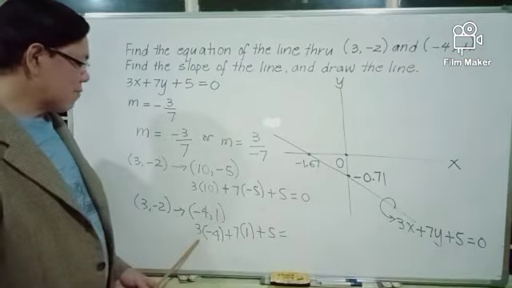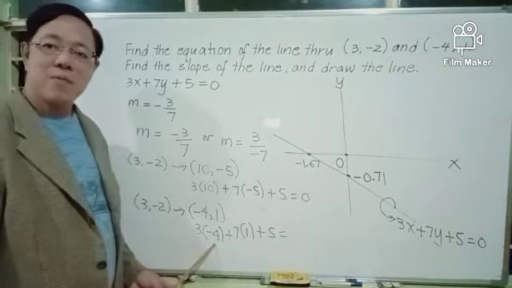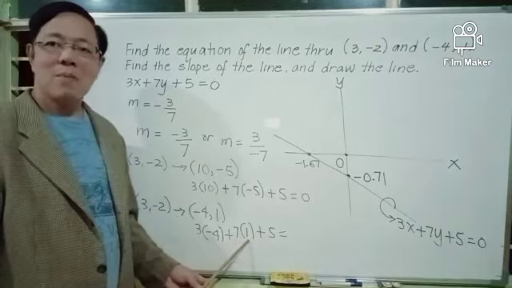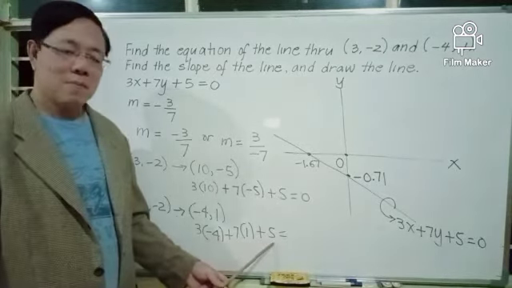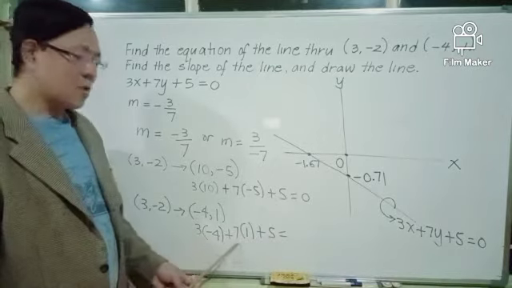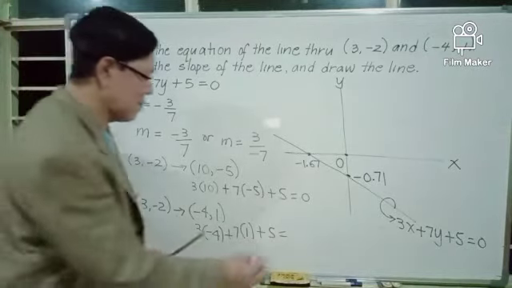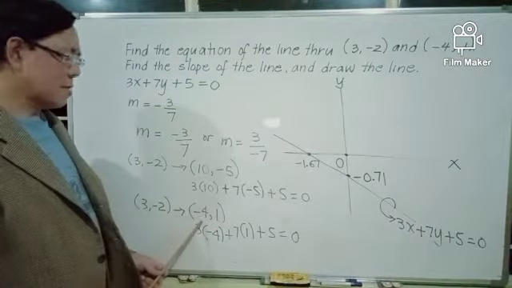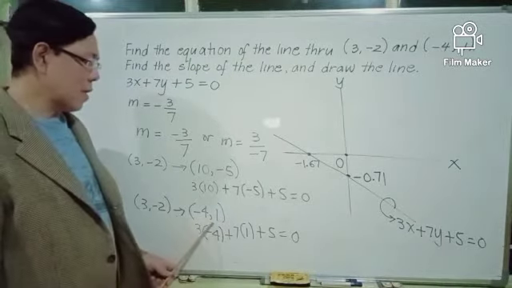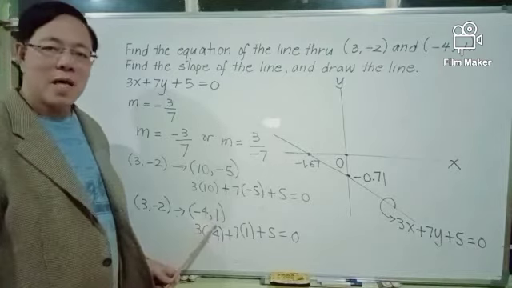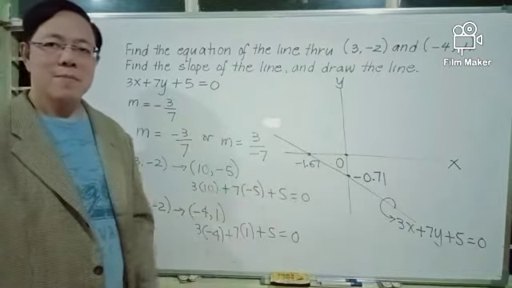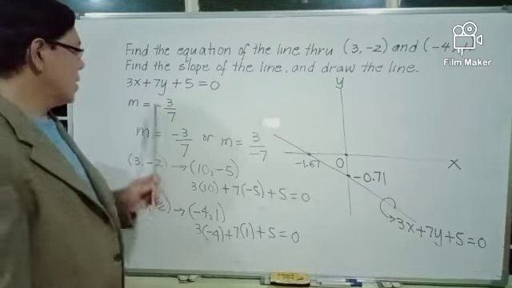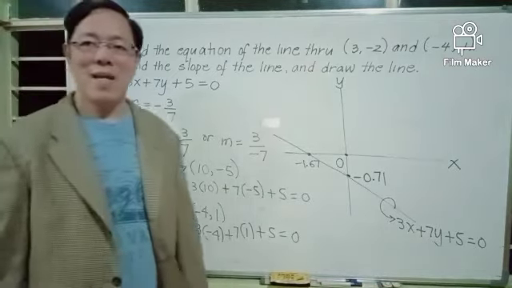We have positive 3 multiplied by negative 4 is negative 12. We have 7 multiplied by 1 is 7, plus 5 is 12. And negative 12 plus 12 is 0. Thus, this point negative 4, 1 is really a point on the line. And that's how we interpret the slope m of a line.